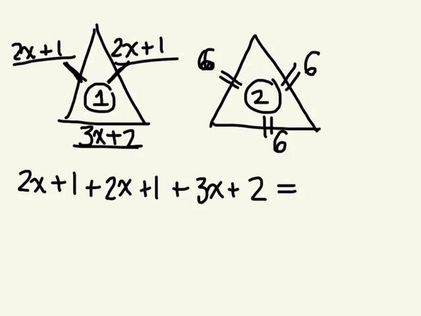18. Right, how'd you get that? I added them all. 6 plus 6 plus 6. Good, which is 18. So I'll just cross it out and put 18. Can you solve for x?